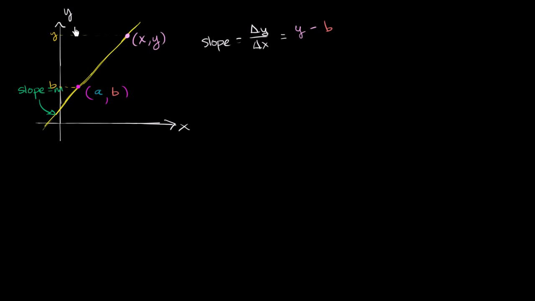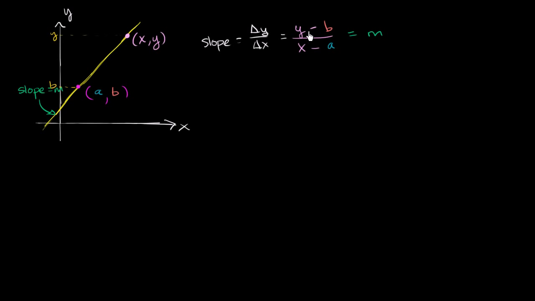And that's going to be over our change in x. And the exact same logic, we start at x equals a, we finish at x equals this arbitrary x, whatever x we happen to be at. So that change in x is going to be that ending point minus our starting point, minus a. And we know this is the slope between these two points. That's the slope between any two points on this line. And that's going to be equal to m.